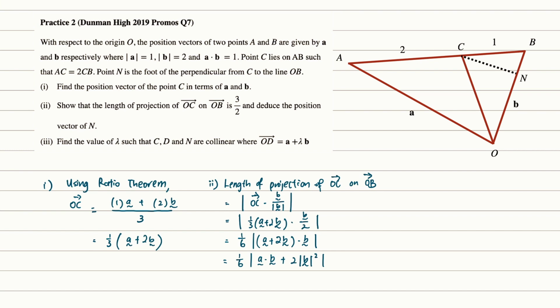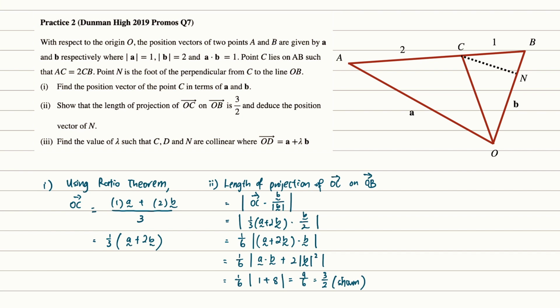Now the question says that A dot B is 1 and the modulus of B is 2. Therefore, we can substitute all these values into this expression to give us 1/6 modulus of 1 plus 8. By simplifying further, the length of projection of OC onto OB is equals to 3/2. And don't forget to write the word shown so that we can answer the question.